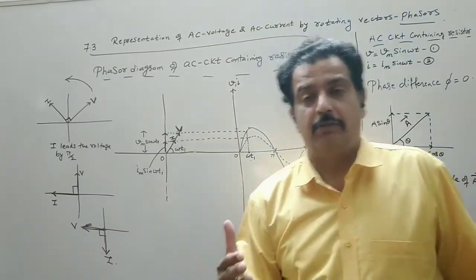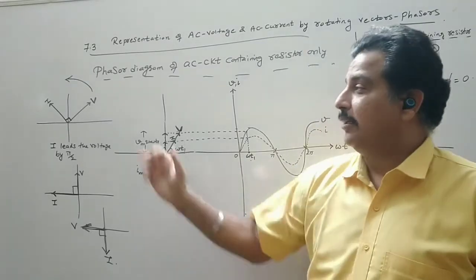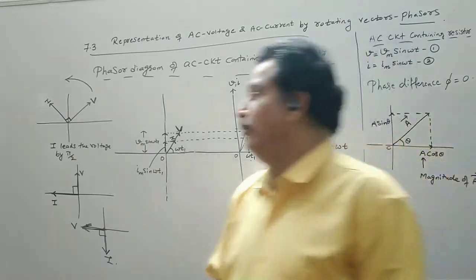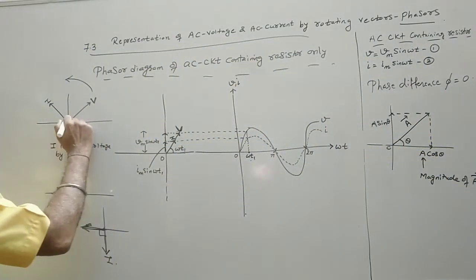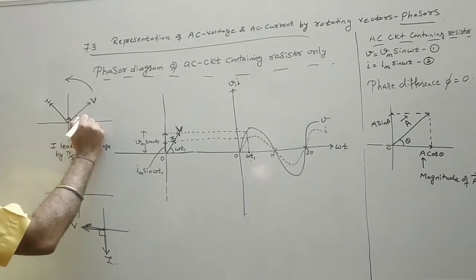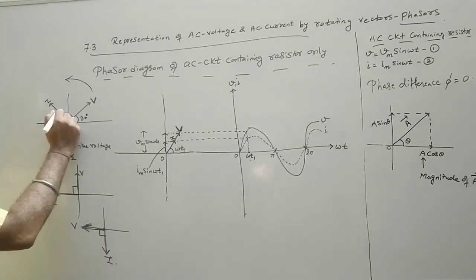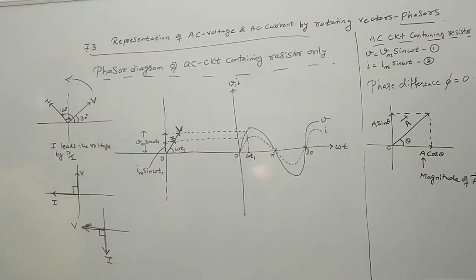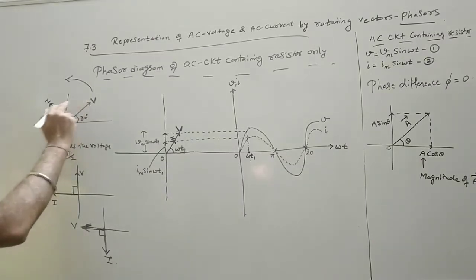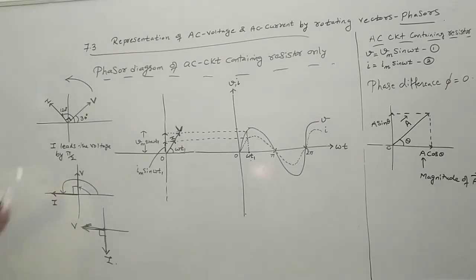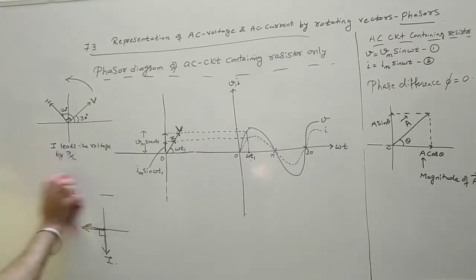But in the coming lecture we will see when we have an inductor or a capacitor, the current leads or lags the voltage by some fixed degree. So the angle between V and I will remain fixed. Suppose this is an angle 30. So this entire angle will be equal to 120 degree. So again the angle between these two vectors becomes 90. If V becomes 90 degree, then I becomes 180 degree. Again the angle is 90 degree. So I will say I leads the voltage by pi by 2.